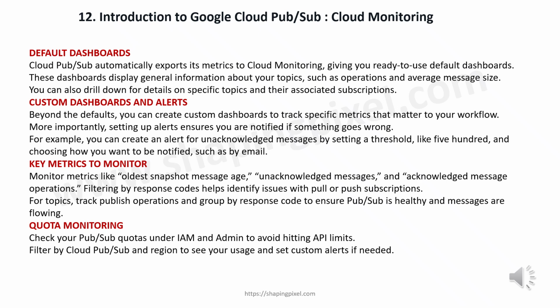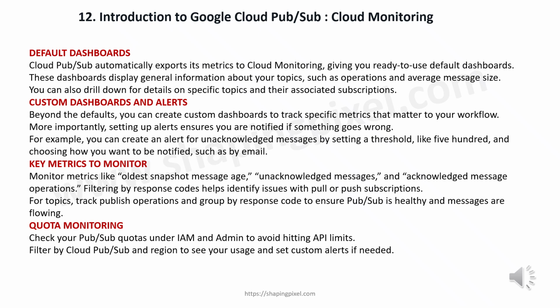Monitor metrics like oldest snapshot message age, unacknowledged messages, and acknowledged message operations. Filtering by response codes helps identify issues with pull or push subscriptions. For topics, track publish operations and group by response code to ensure PubSub is healthy and messages are flowing.